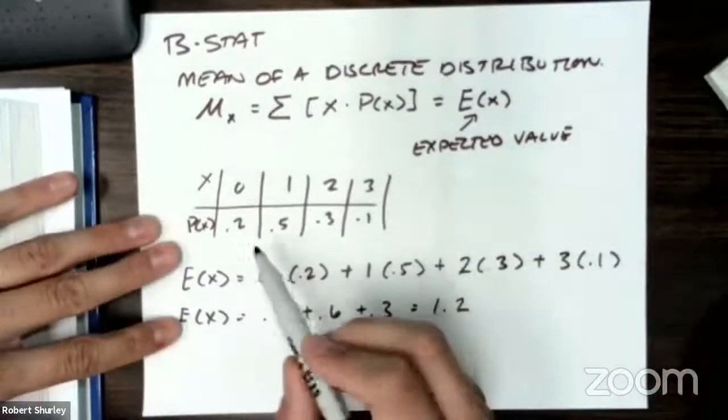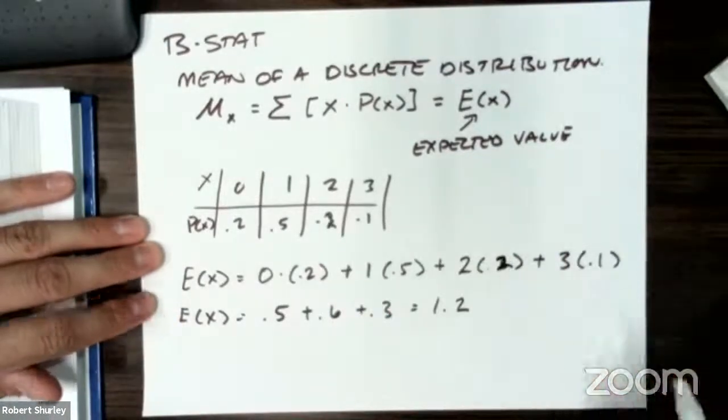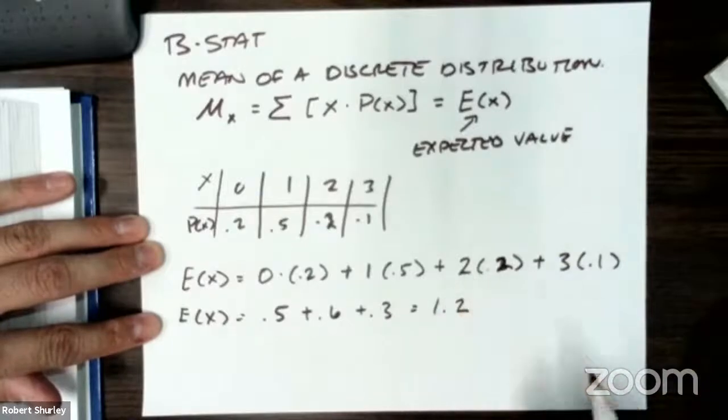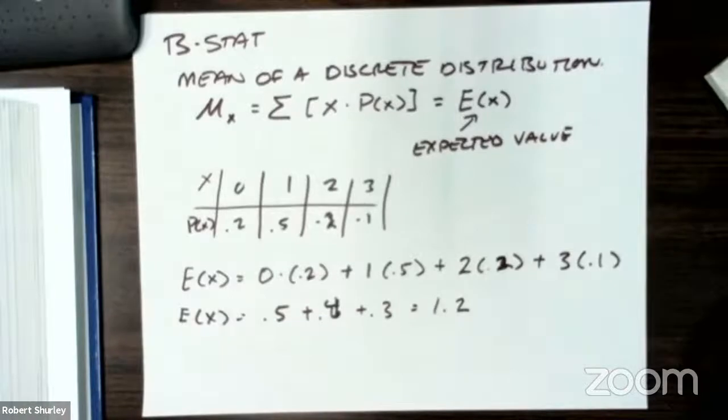Oh, you know what? I wrote one of these down wrong. This is actually 0.2 here. That's why it doesn't add up, right? So 2 times 0.2 would be 0.4. There we go. Now we've got the 1.2.